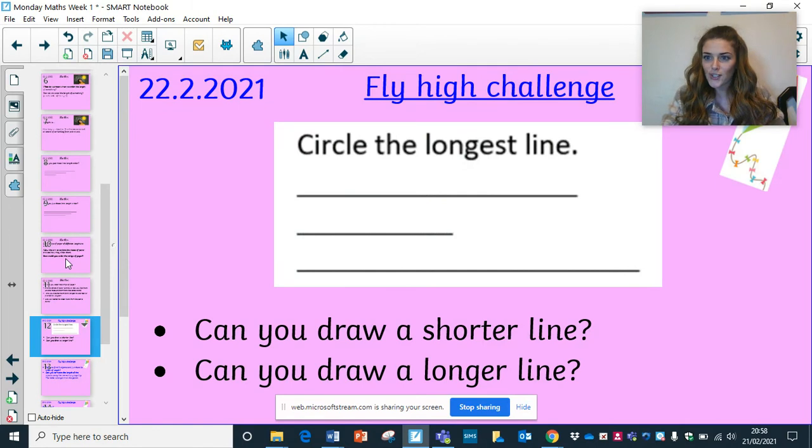And then some fly high challenges here as always, so just challenge your thinking further. So here, can you circle the longest line? And then I've got a little extension on there to challenge you a bit further, as I like to give you that choice. Can you draw a shorter line? And can you draw a longer line? So can you add some lines in there, a shorter one and an even longer one? Okay.